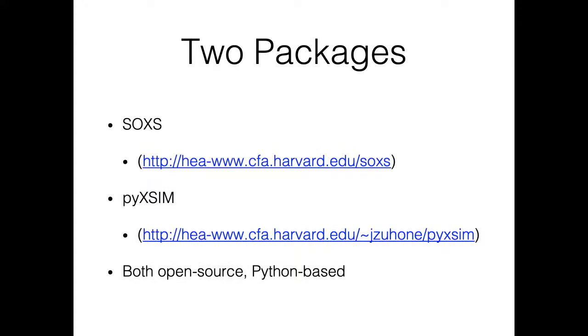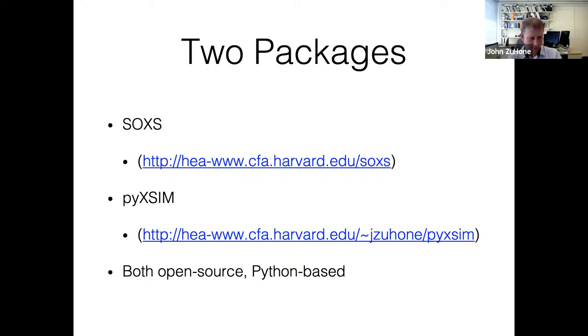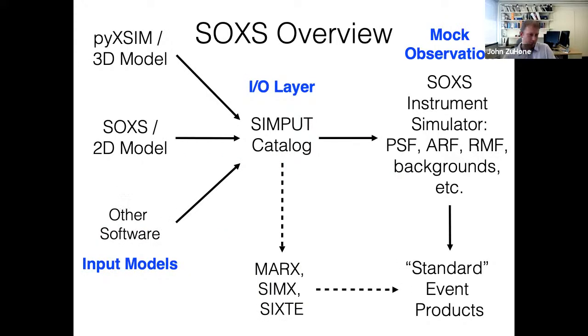Yeah. Okay. So today I'm going to be talking about two packages, SOXS and pyXSIM. They do slightly different things, but they're very related. Those are the URLs for them. They're both open source and Python based. And SOXS is kind of the heart of it. So what SOXS does, basically, it's three different components. It's input models for X-ray photons that can come from a number of different sources. That's simple 2D models, which I'll talk about in the next slide, coming from SOXS itself, or 3D models from astrophysical simulations coming from pyXSIM, or even just a list of photons that you create and stick into a text file or something.